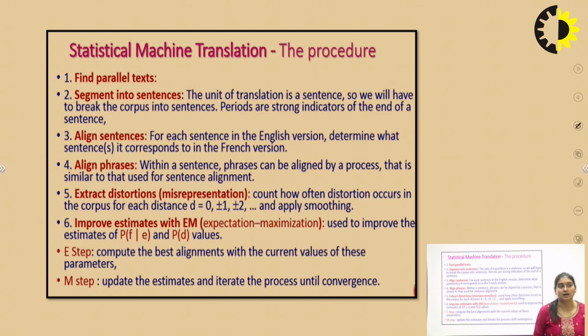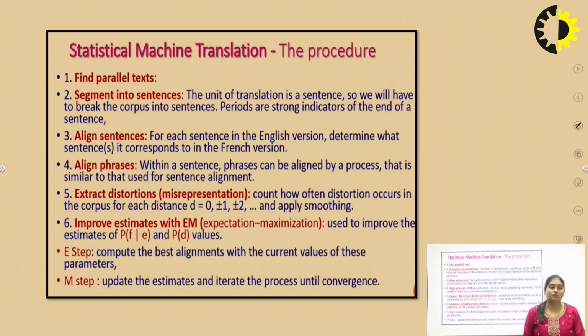The fourth one is align phrases. Within a sentence there are certain phrases, and they can be aligned by a process very similar to that used for sentence alignment. So we are going to do 2 alignments here. First is the sentence alignment, and second is the phrase alignment.